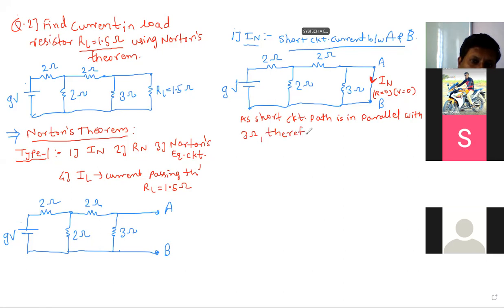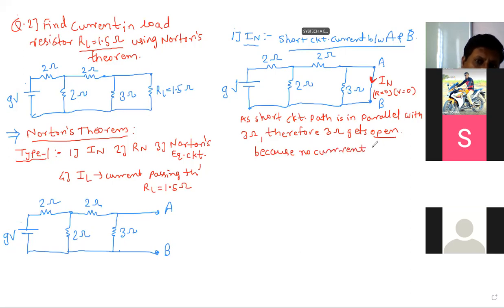Therefore the 3 ohm gets opened, because no current will flow through the 3 ohm.